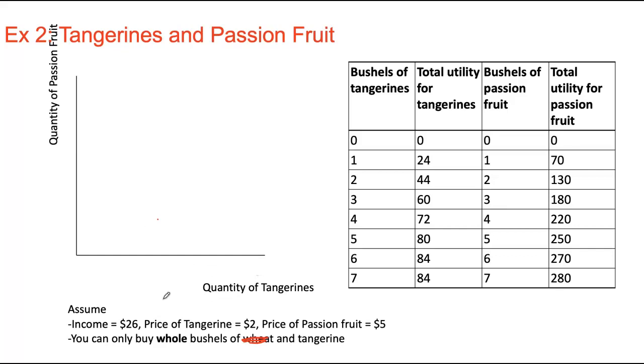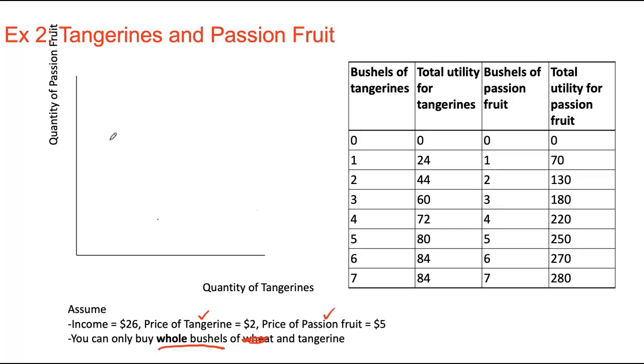So how should you tackle such a question? Note that the question is asking you to assume that you're going to be buying only whole bushels of each of these goods, whether it's passion fruit or bushels of tangerines. So we will not be working with fractional amounts of either of these two goods. You cannot buy 2.5 bushels of passion fruit or 3.75 bushels of tangerines, etc. So we are just going to be working with whole amounts.